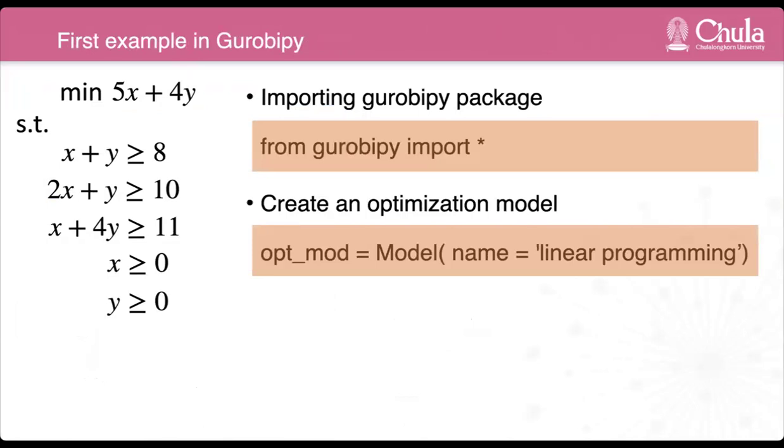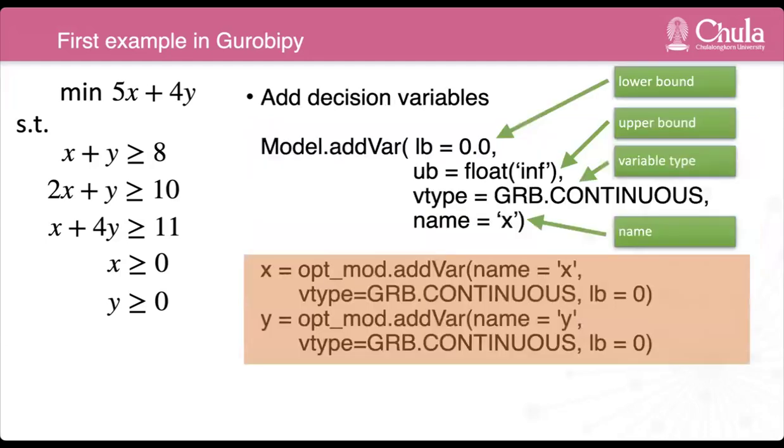Okay, for the first example, I use this example. Minimize 5x plus 4y subject to the following constraints. Okay, first we use from gurobipy import. We input this command in the Jupyter notebook, and then create an optimization model like this. And one by one, you add these variables. Okay, the command for adding a variable looks like this.